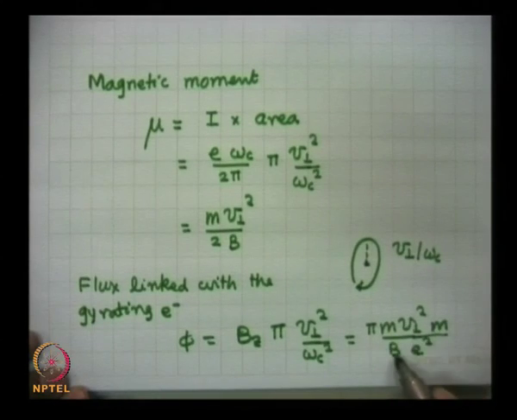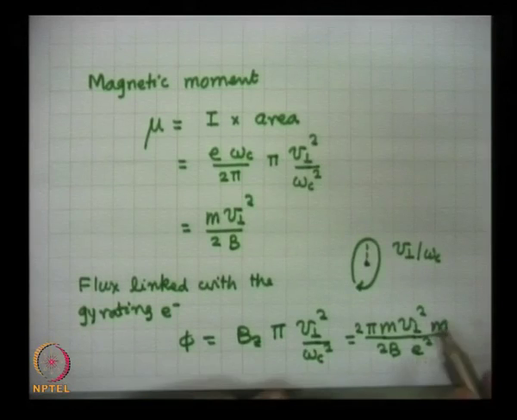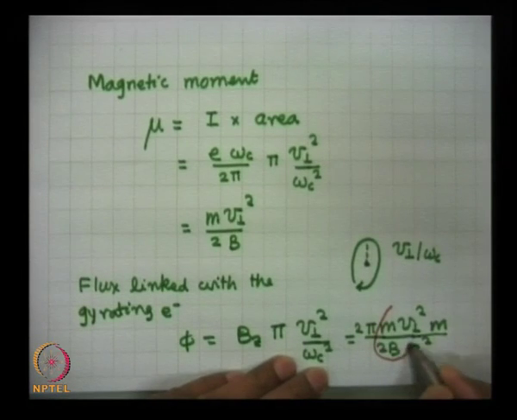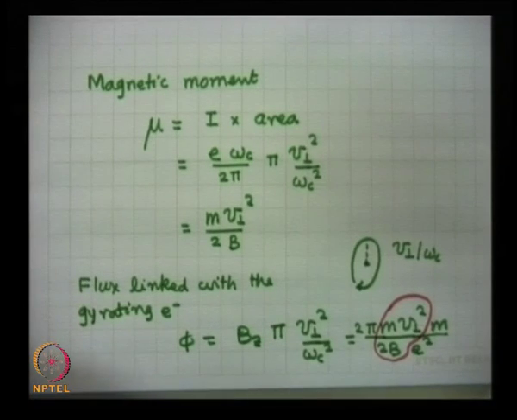m V_perp square by 2B is called mu. So, I can write this quantity by multiplying 2 here and 2 here, as this central quantity is magnetic moment. The remaining quantities, 2 pi m upon e square, are simply constants for a particle, and hence if we can show that mu is a constant of motion, then the flux linked with the gyrating electron will also be a constant, and that would be a very valuable thing.